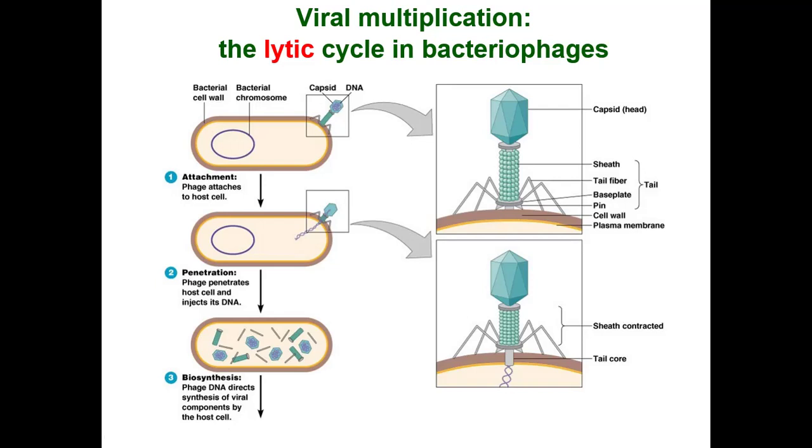So that's attachment. Then there's penetration. And you saw that the virus gets rid of the cell wall under this region. It doesn't actually rotate the way that little movie showed. What it does is it secretes a little bit of the enzyme lysozyme right there, and that digests the cell wall. This region right there will not have a cell wall because of the lysozyme.